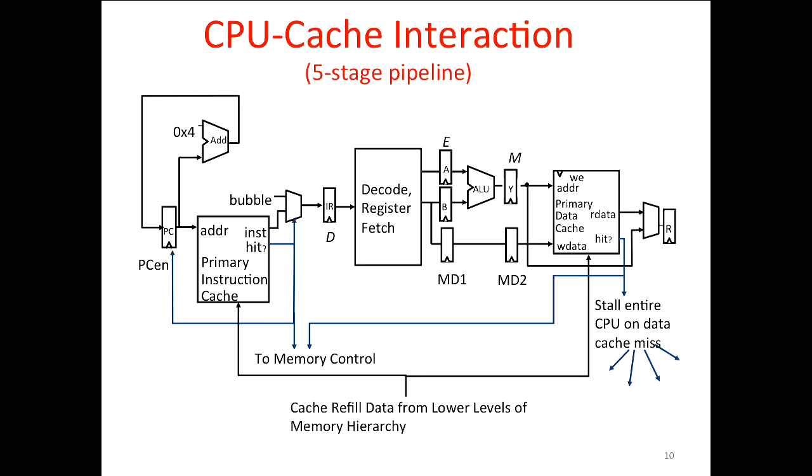Now, on the data cache side, this happens a lot later down the pipeline, where the memory stage is. So in that memory stage, when I do a memory access, I put the address in, and if I get a miss here, I'm actually going to stall the entire CPU. So everything in the pipeline is going to be stalled. So why do I have to stall everything in the CPU when I get a data miss?